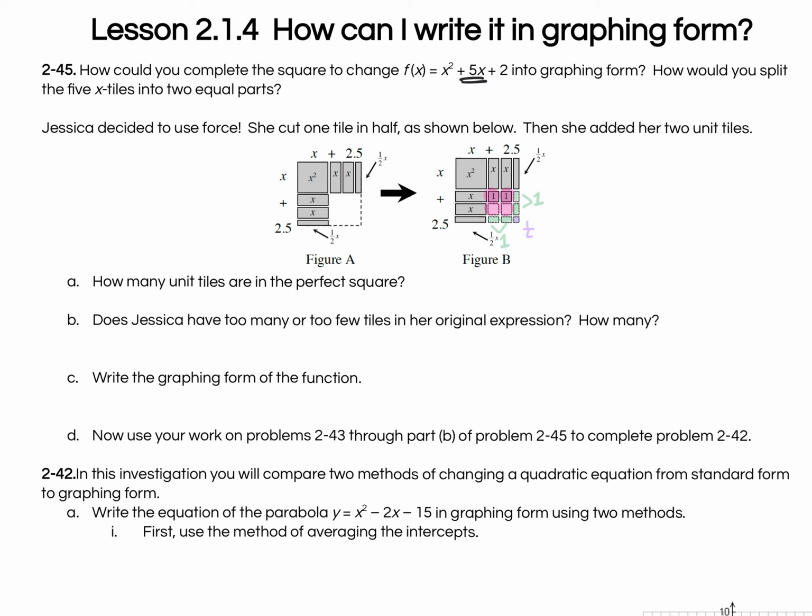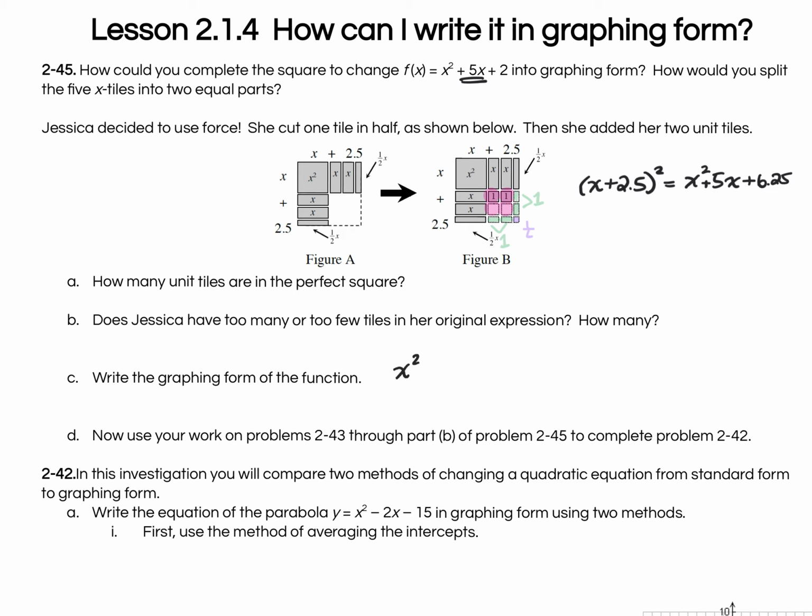So really what I have space for, if I were to multiply x plus 2.5 squared out, I would get x squared plus 5x, but then I'm going to have, like I said, 1, 2, 3, 4, 5, 6 and a quarter tiles. So this is what this expression would be if I multiplied it out. Now the problem is, in my original expression, I should only have 2 tiles.